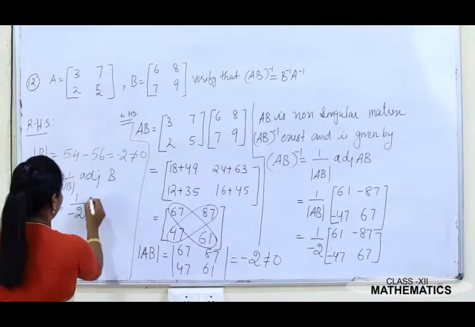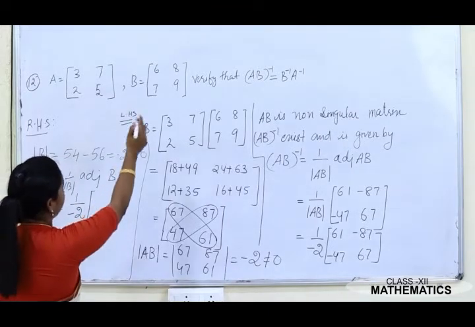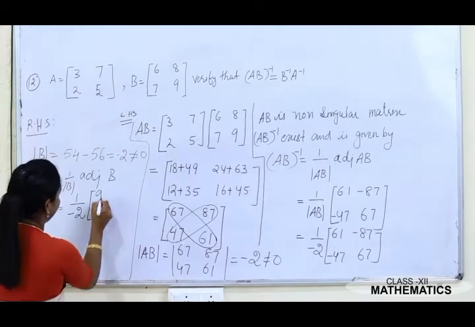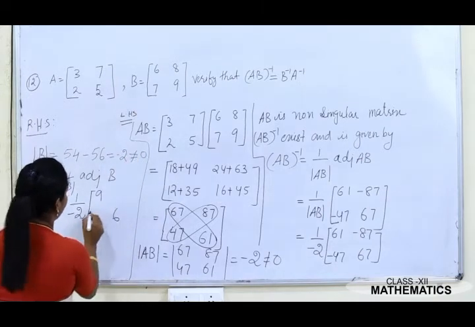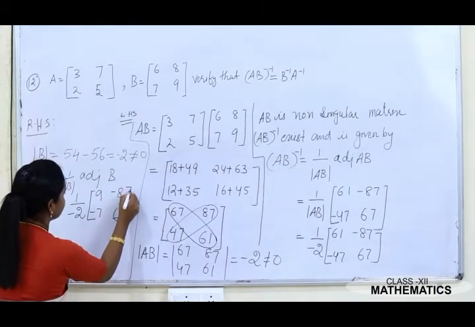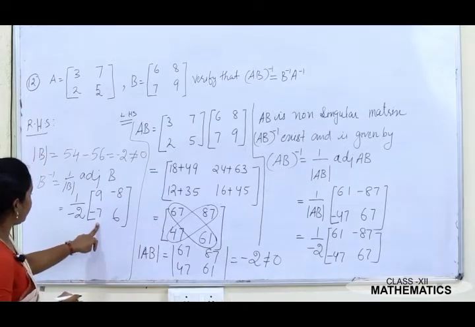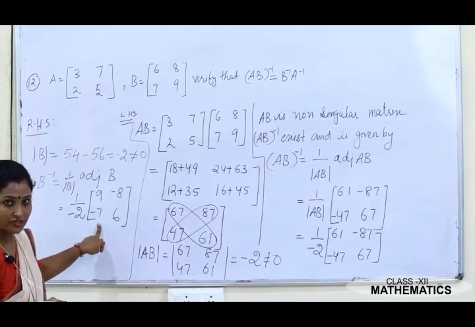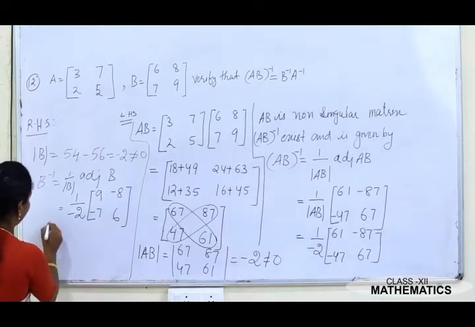What is the trick I told you that day also? Adjoint of A means interchange it. तो 9, 6, ये क्या हो जाएगा? minus 7, minus 8. So this is you got for B inverse. Clear, children? Same way we'll go for A also.